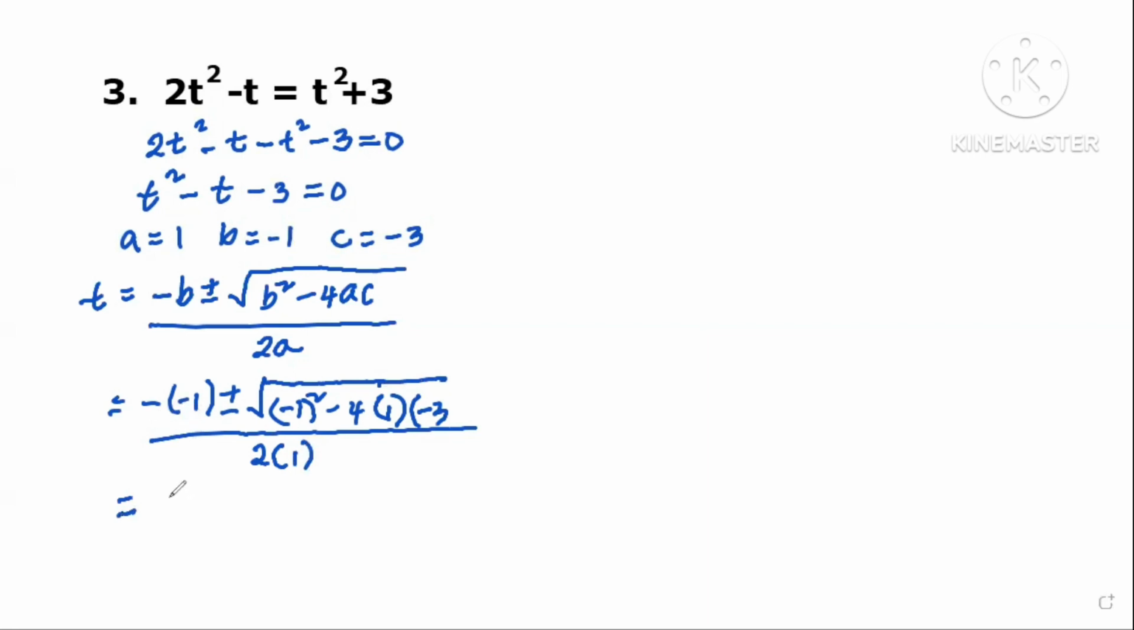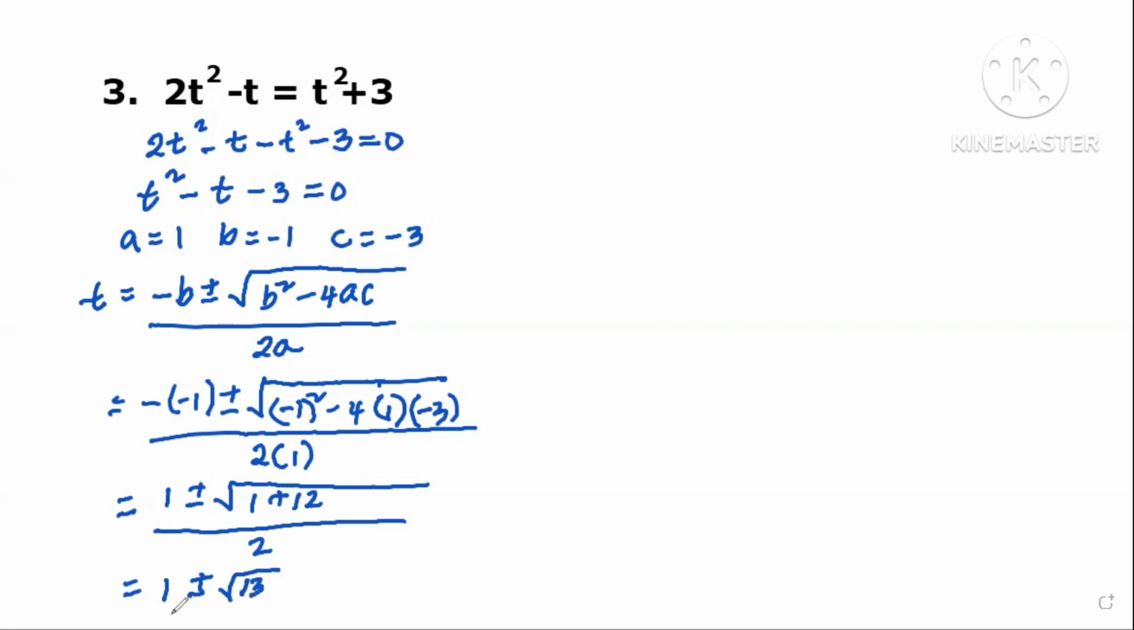Let us simplify further. We have negative of negative 1 is positive 1. So it's like multiplying negative 1 by negative 1. Plus or minus, negative 1 squared is 1. Negative 4 times 1 times negative 3 is positive 12. Over 2 times 1 is 2. So we have 1 plus minus 1 plus 12 is 13. So that is square root of 13 over 2. Of course, we can no longer simplify square root of 13, no? Kasi walang perfect square factor ang 13.